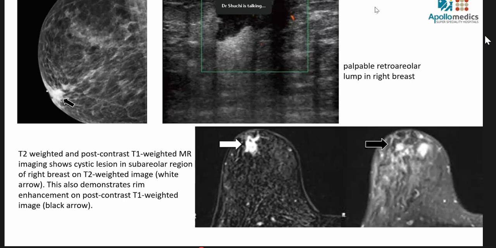So these are a few of the pictures for breast abscess which we had. This is the mammogram, craniocaudal view, and this you have the MLO view, sorry. So this you have a T2 palpable retroareolar lump in the right breast, which was done on ultrasound. We got this. Then T2 weighted. This was the imaging. And on post-contrast, this is what we got, cystic lesion, which has enhancement on post-contrast image.